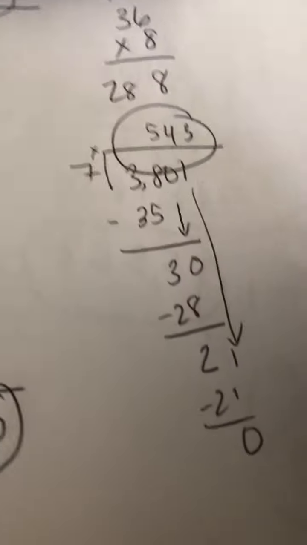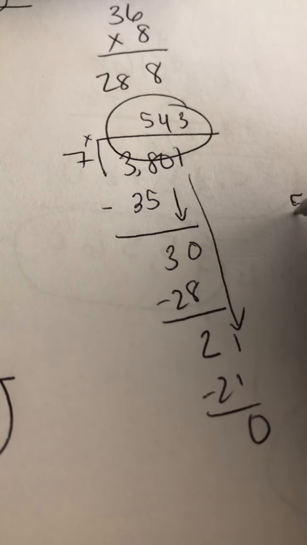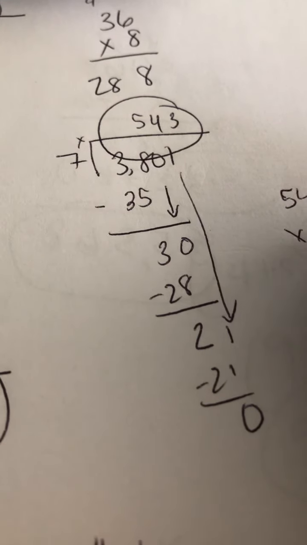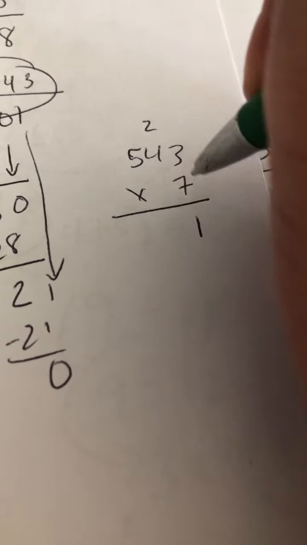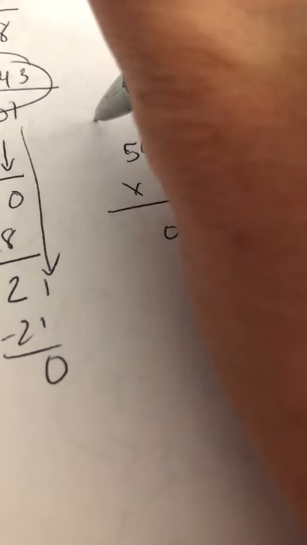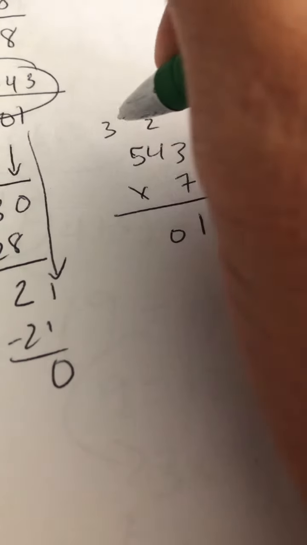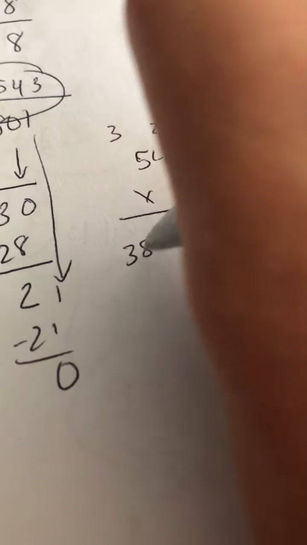Let's check our work though, make sure we didn't make any careless errors. 543 times 7. We've got 7 times 3 is 21. 7 times 4 is 28, 29, 30. And 7 times 5 is 35, 36, 37, 38. 3,801. Yep, we got it right.